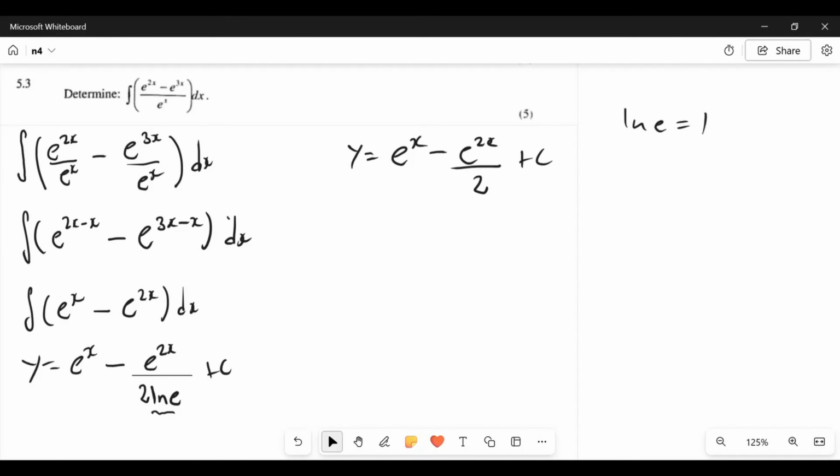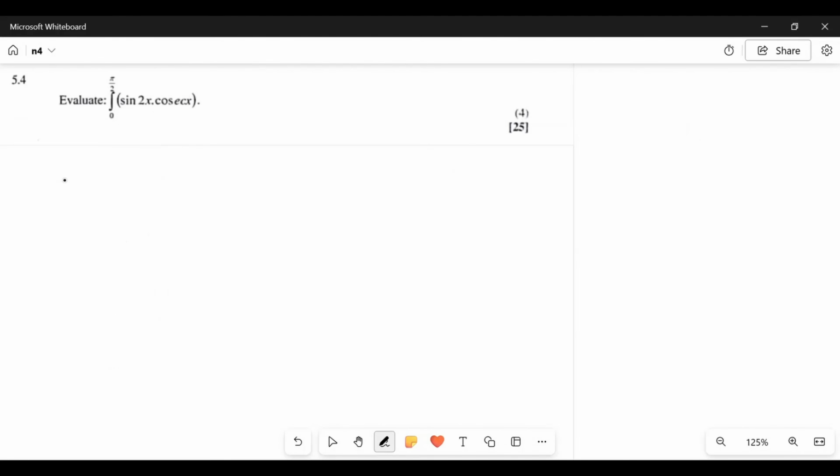Guys, we're done with 5.3. Let's go into the last question of this question paper. All right, guys, here is our 5.4. Now, 5.4 asks us to evaluate the following. We have the upper limit pi over 2, lower limit 0, the integral of sine 2x multiplied by cosec x. They forgot to put dx there, but basically this is how the question is supposed to be.